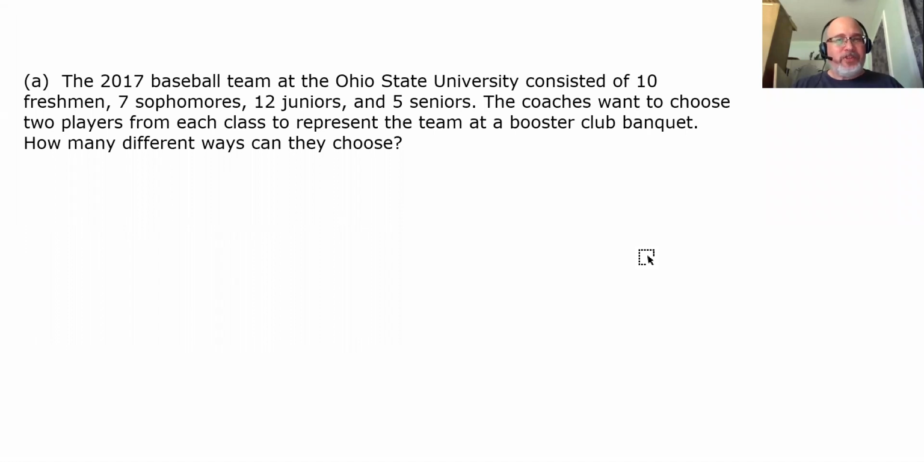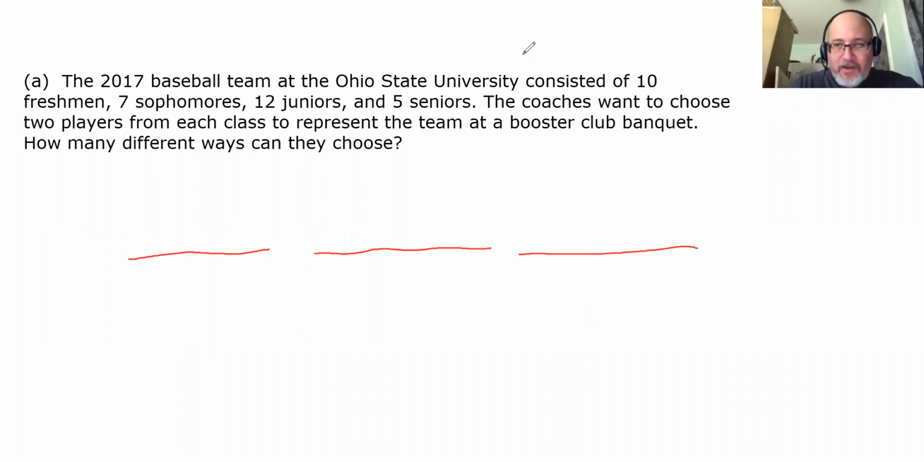In order to choose these players to represent the team at a booster club banquet, the coaches have 4 decisions to make. They have to choose 2 freshmen, 2 sophomores, 2 juniors, and 2 seniors. So from the fundamental counting principle perspective, they have 4 decisions to make. And then once they know how many ways to make each decision, we just multiply those answers together to get the total number of ways they can make all of these decisions.